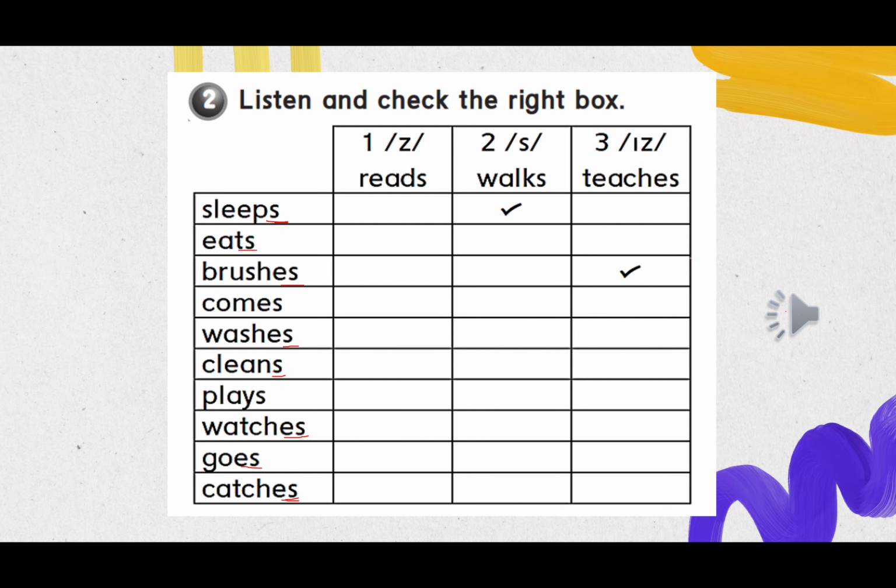So girls, look here. Did you check 2? Eats. Did you check 2? Amazing. Brushes. Did you check 3? Comes. Did you check 1? Washes. Pronounced as IZ. Did you check 3?